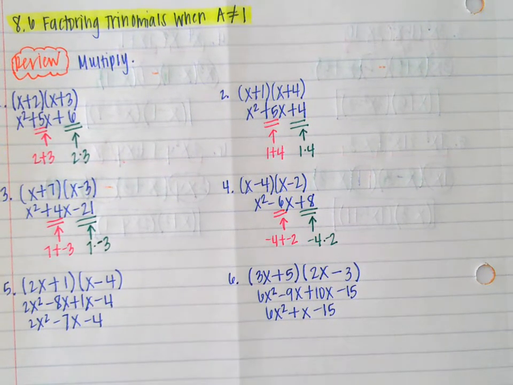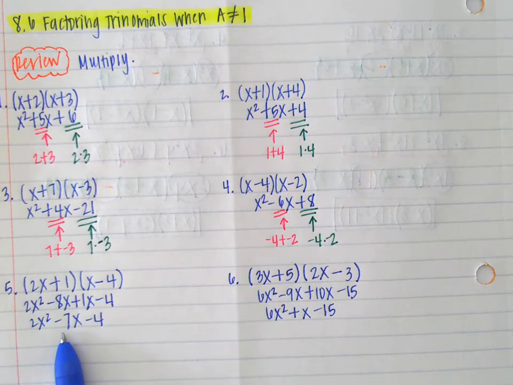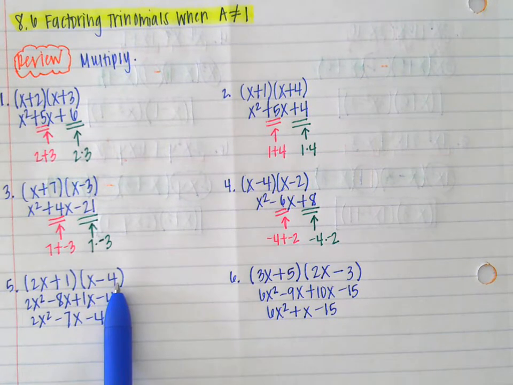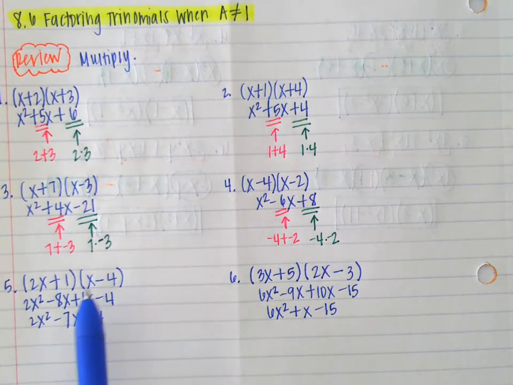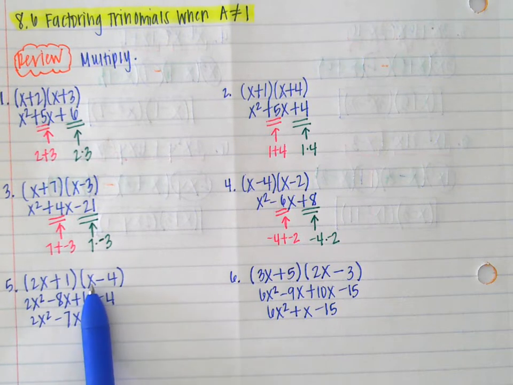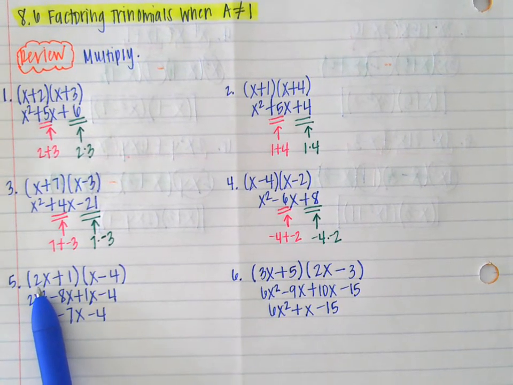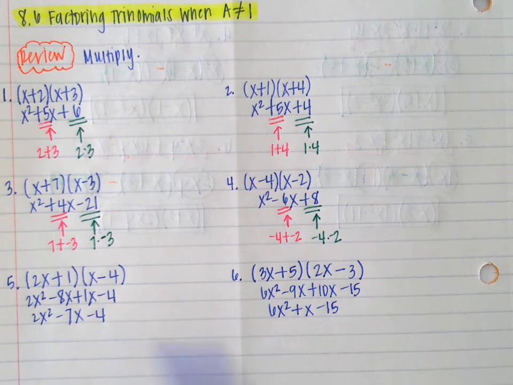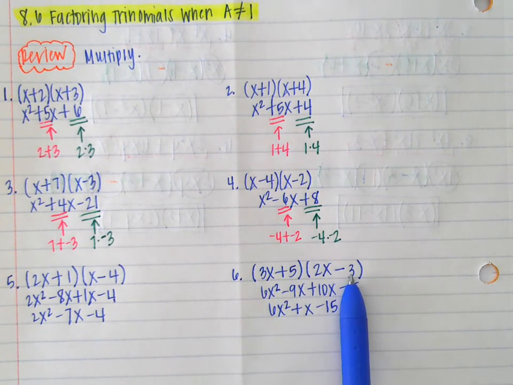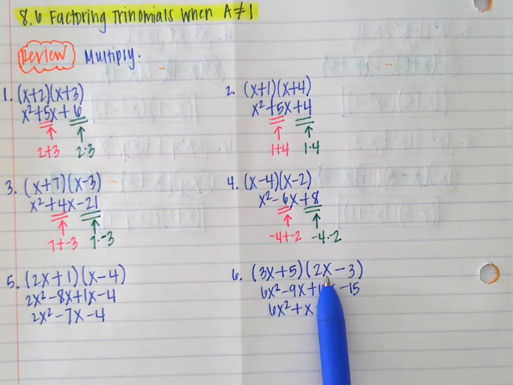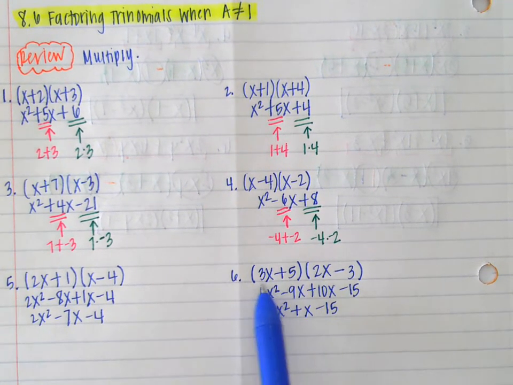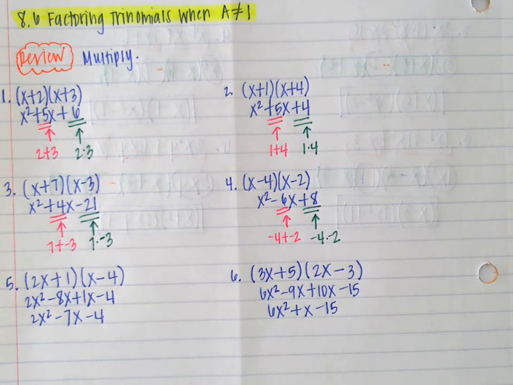But what's different here is the middle term, negative 7x and x. Negative 7x is not 1 plus negative 4. What's happening is it's taking into account the a value here and here, or the leading coefficient here and here. We're going to talk about the a value. And then same with here, this is taking into account the 3 times the negative 3 and then the 5 times the 2. And so we have to take that leading coefficient into consideration when we're factoring.